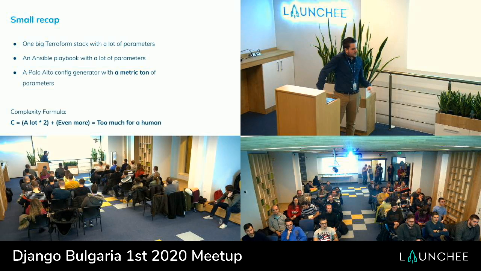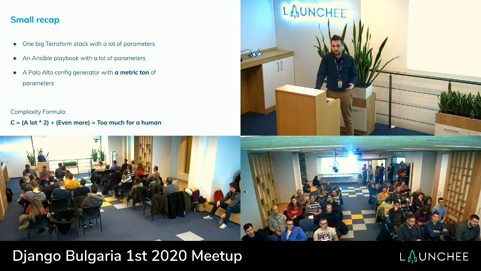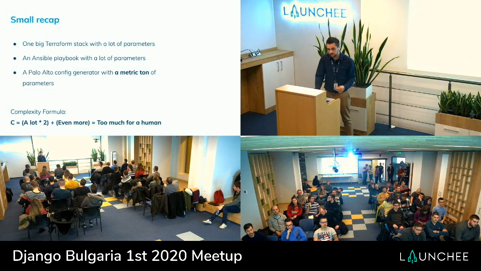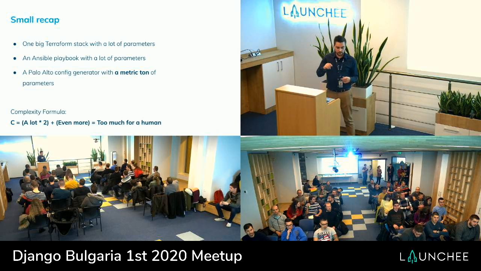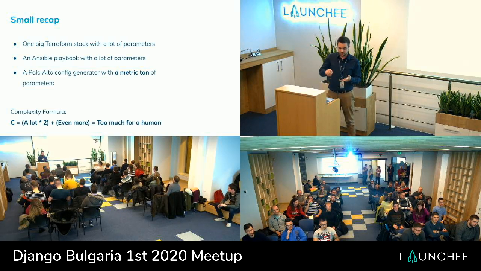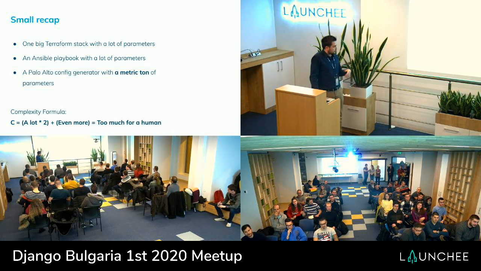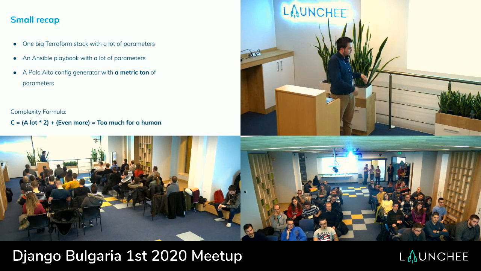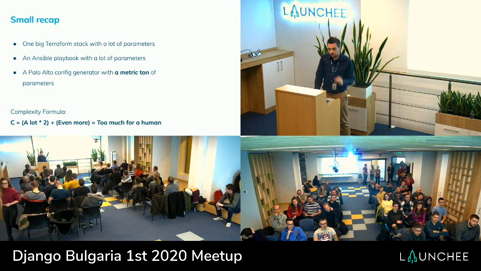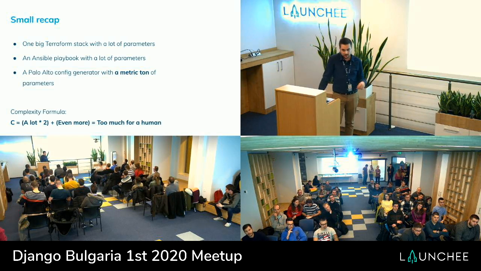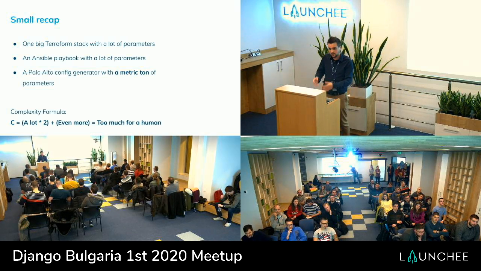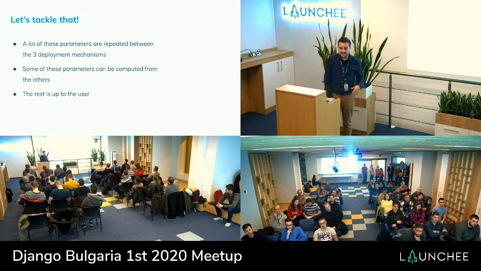We have an Ansible playbook with a lot of parameters, as we are going to use it to configure the Cisco routers. Here again, we're talking about the BGP configuration, network configuration, security configuration, all that jazz. And the Palo Alto configuration generator that we have just seen before needs a huge amount of parameters. When you take all that into account, this is just too much for a single person to have everything completely right on the first try. You're going to bump your head against the wall. So let's tackle this problem.